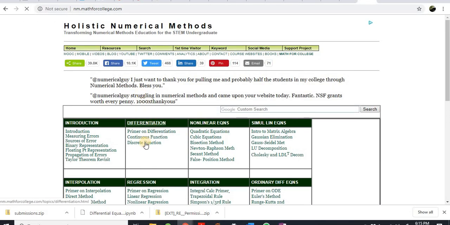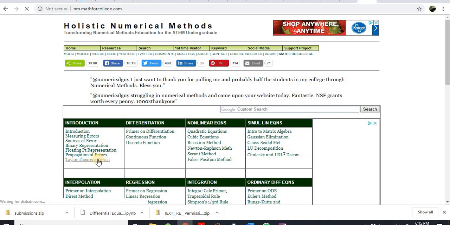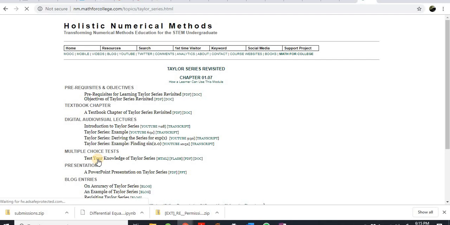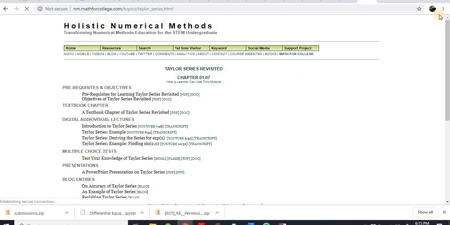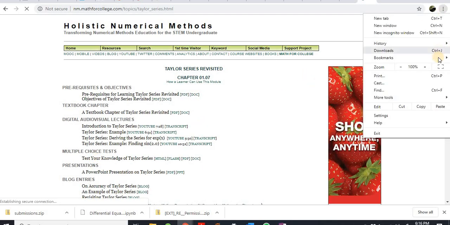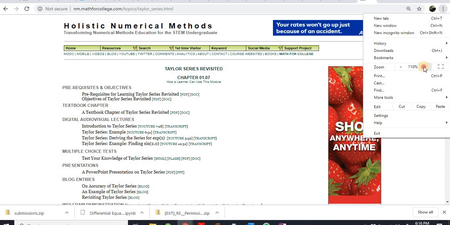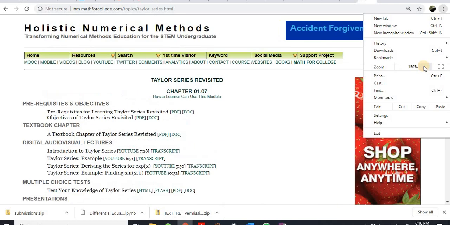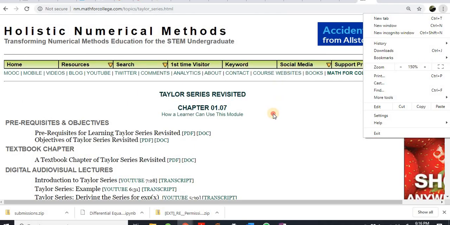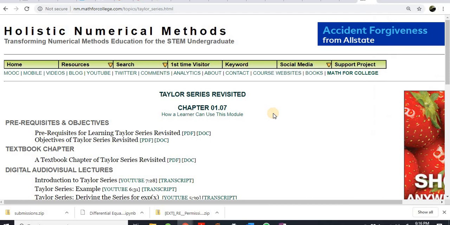Now, I think that some of these things you probably saw at one point in your life, way back when. So this is the Taylor series. And the Taylor series really is a beautiful subject and also an important subject. So I do recommend you look at the chapter. So let's go there.